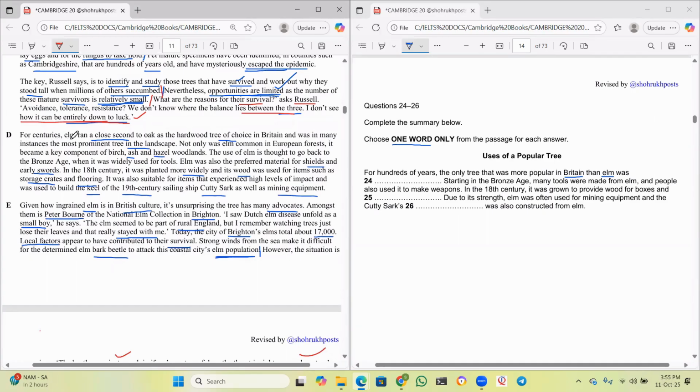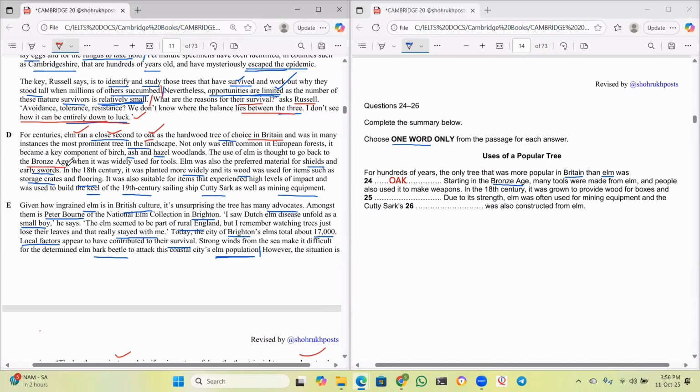Now, for centuries, elm ran a close second to the oak as the hardwood tree of choice in Britain. Yes. So oak was the first choice, elm was the second choice. So the only tree that was more popular in Britain than elm was oak. So I'll just write it here, oak. That is a direct answer. Very easy. Then, starting in the Bronze Age. So I think he spoke about the Bronze Age in this paragraph only.